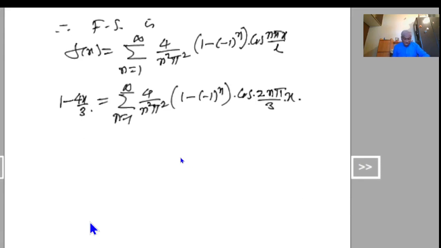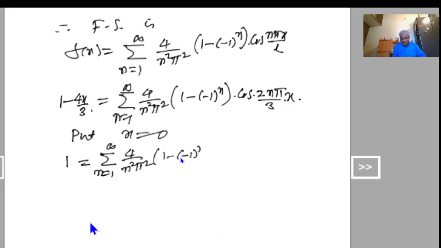Now, to get the deduction here, put x equal to 0 in this equation. The left hand side is 1, equal to the right hand side, summation n from 1 to infinity of 4 by n square pi square into 1 minus minus 1 to the power of n into, since we are putting x equal to 0, cos of 2n pi by 3 into x, that is cos of 0. Cos of 0 is equal to 1.